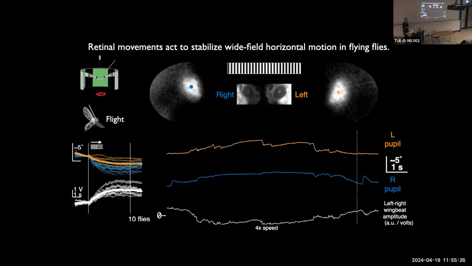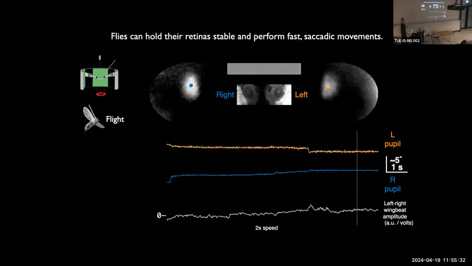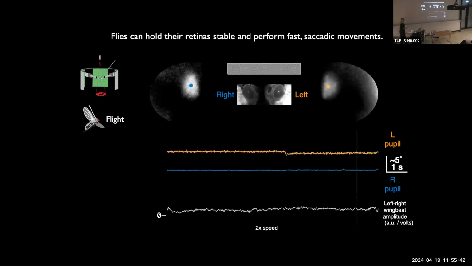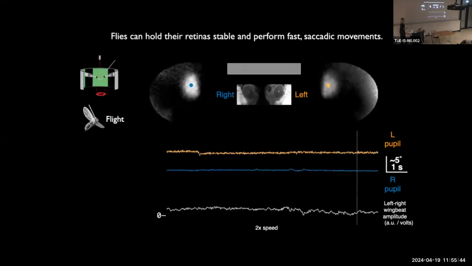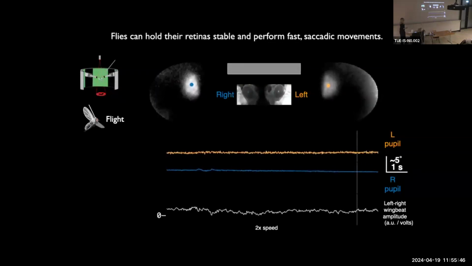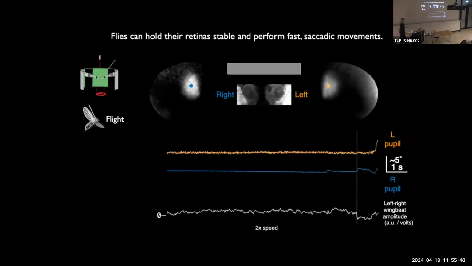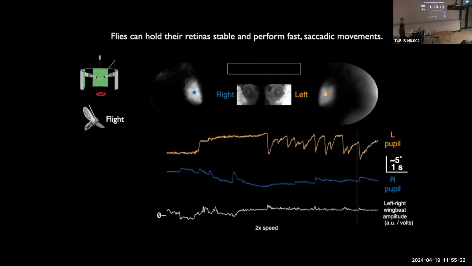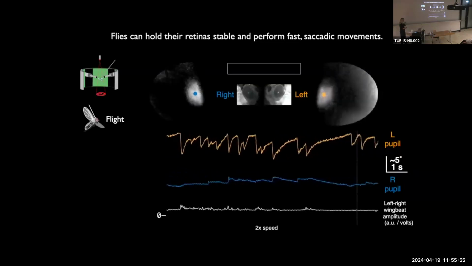And we then wanted to know, do they also move the eye spontaneously? And they also do that. If you have a fly flying in a stationary arena, you see these small jumps happening, although the flies can keep the retina very stable for extended periods of time. I'm going to switch off the lights, and then you see that there are much larger and more frequent saccades happening.